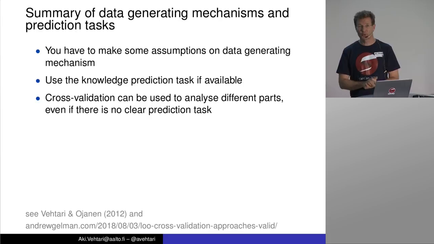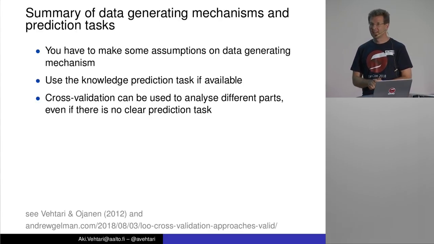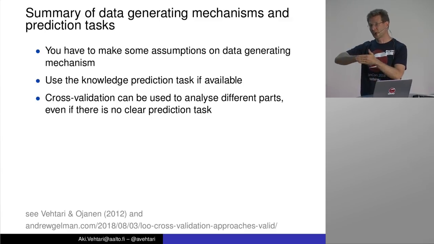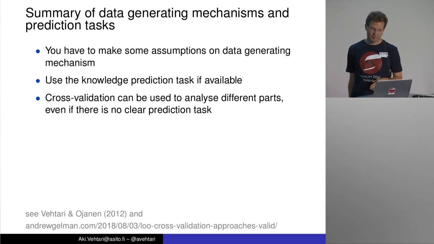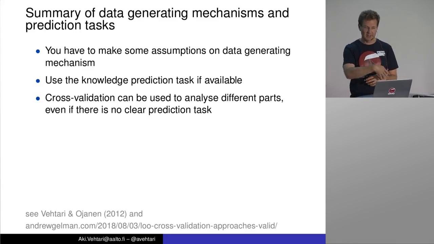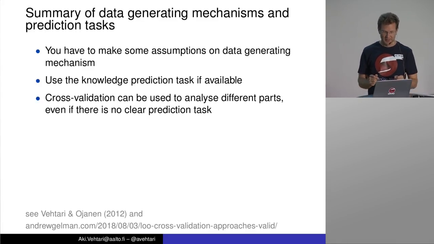And like in the rats example, it's possible that we want to know different things. We want to know how good our population distribution is, how well we can generalize to new rats, but we also want to know how good our time series model is for the growth curve. What happens if we want to extrapolate, or have missing data, and so on.